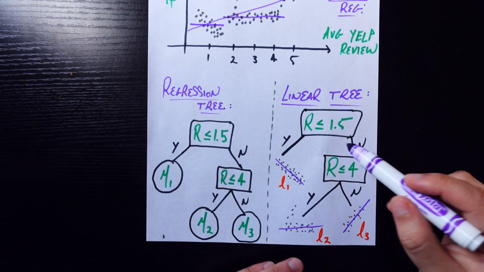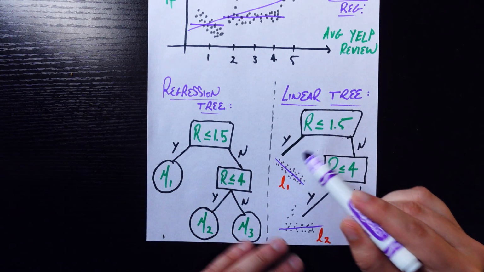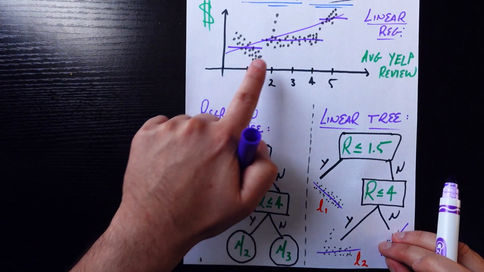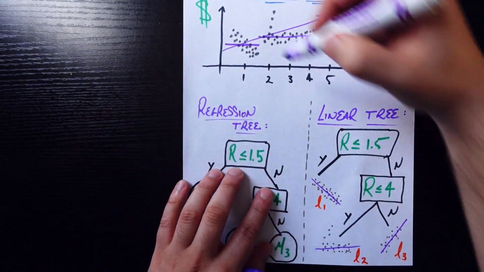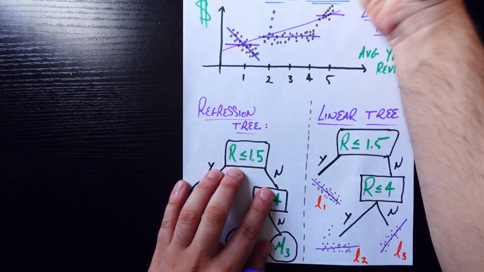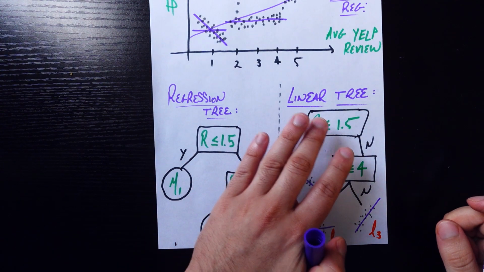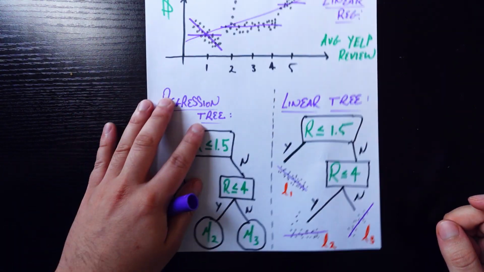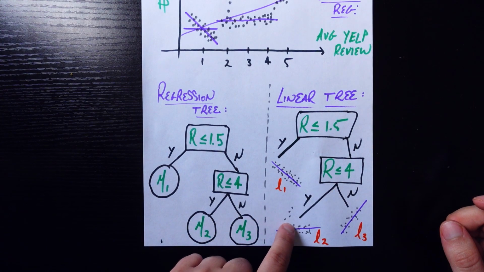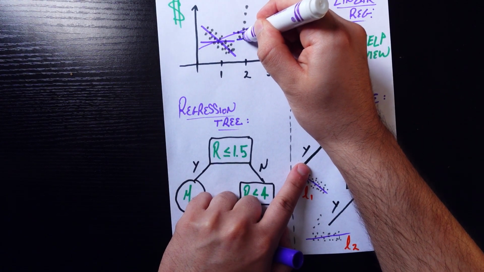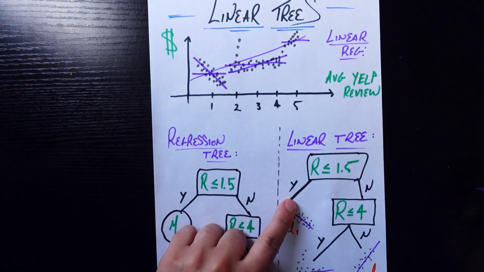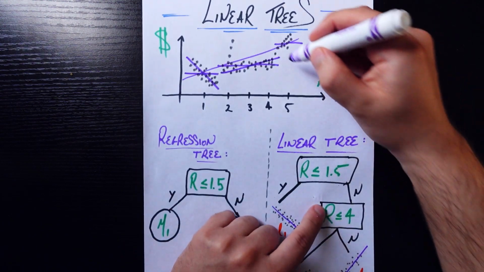So we basically say if the review is less than or equal to 1.5, instead of doing some fixed mu1, which was this horizontal line here, we allow to have a whole function right there, where you go ahead and put in the review and have a local linear function. Same thing, if the review is less than or equal to 4 and we're here, we allow some kind of local function here which better captures the dynamics, and a local function for this last cluster too.